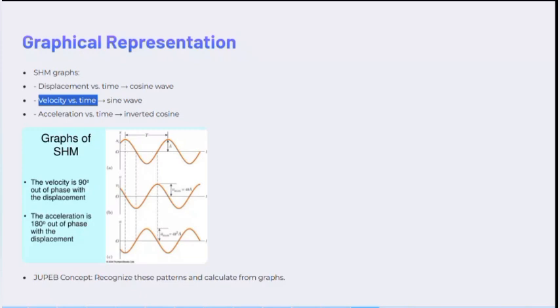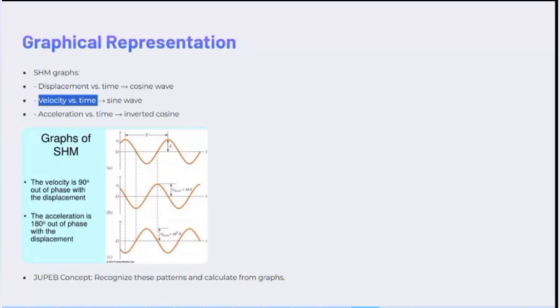Just take note of this, because you could see it in exams where they will give you different graphs and tell you which of them is the displacement time graph under simple harmonic motion, and which of them is the velocity time graph under simple harmonic motion. So your understanding of sine and cosine graphs will guide you on picking the correct one.